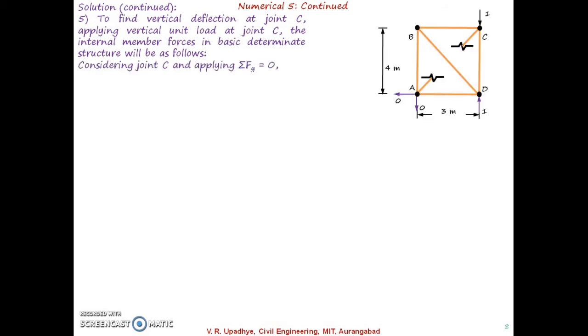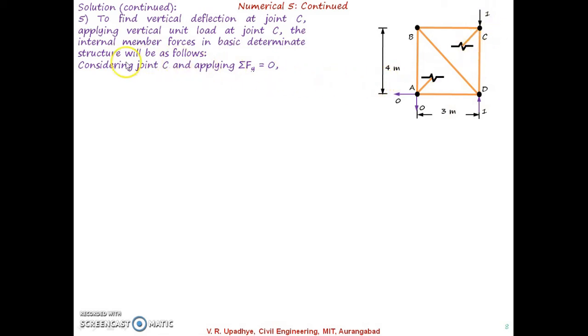So to find vertical deflection at joint C, applying a vertical unit load at C, the internal member forces in the basic determinate structure will be calculated. So that will be something like this. What we are doing is applying a unit load over here where the vertical deflection is to be calculated.